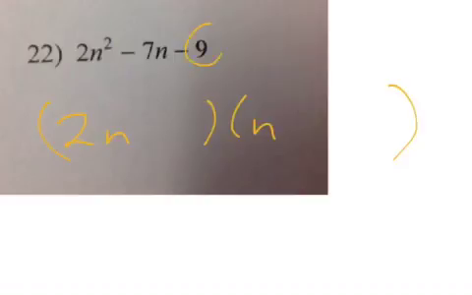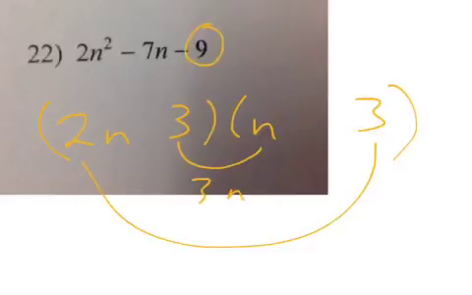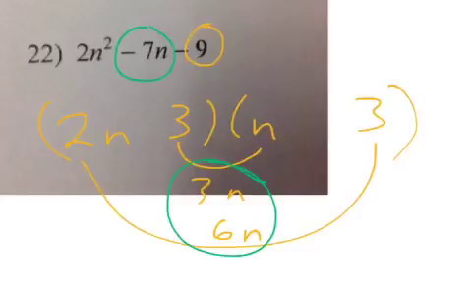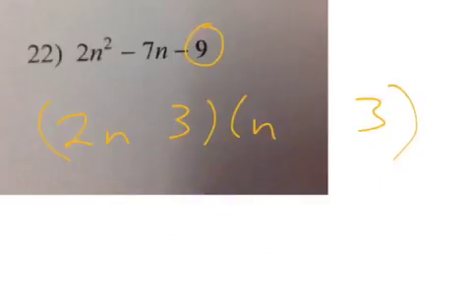What about this 9 over here? Well, 9 most commonly is 3 times 3, right? So let's see what we have going on here. This 3 will times n and give me 3n. This 3 will times a 2 and give me 6n. Uh-oh. Did you guys realize 6 and 3 cannot make minus 7? What can I do then? I know 3 times 3 logically does not work anymore, right?